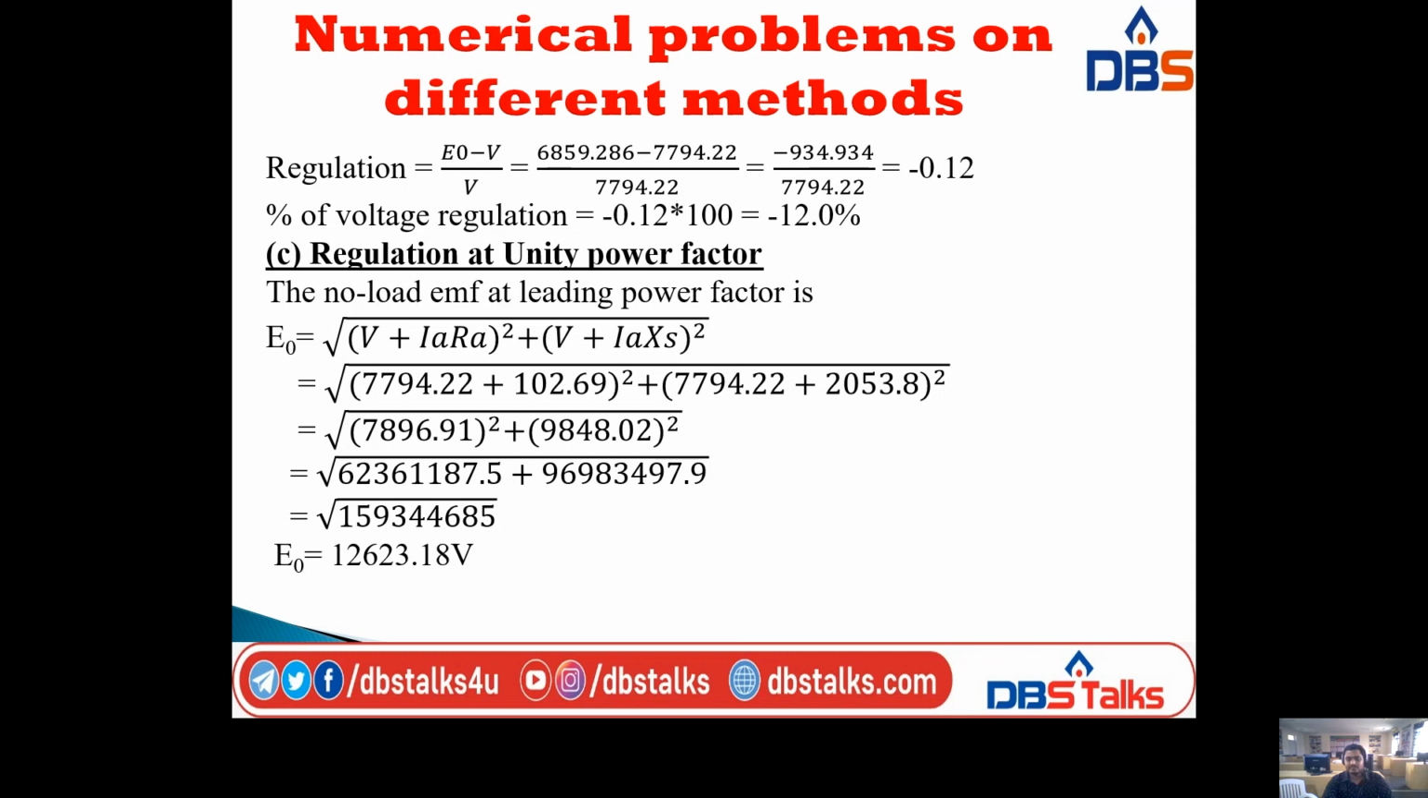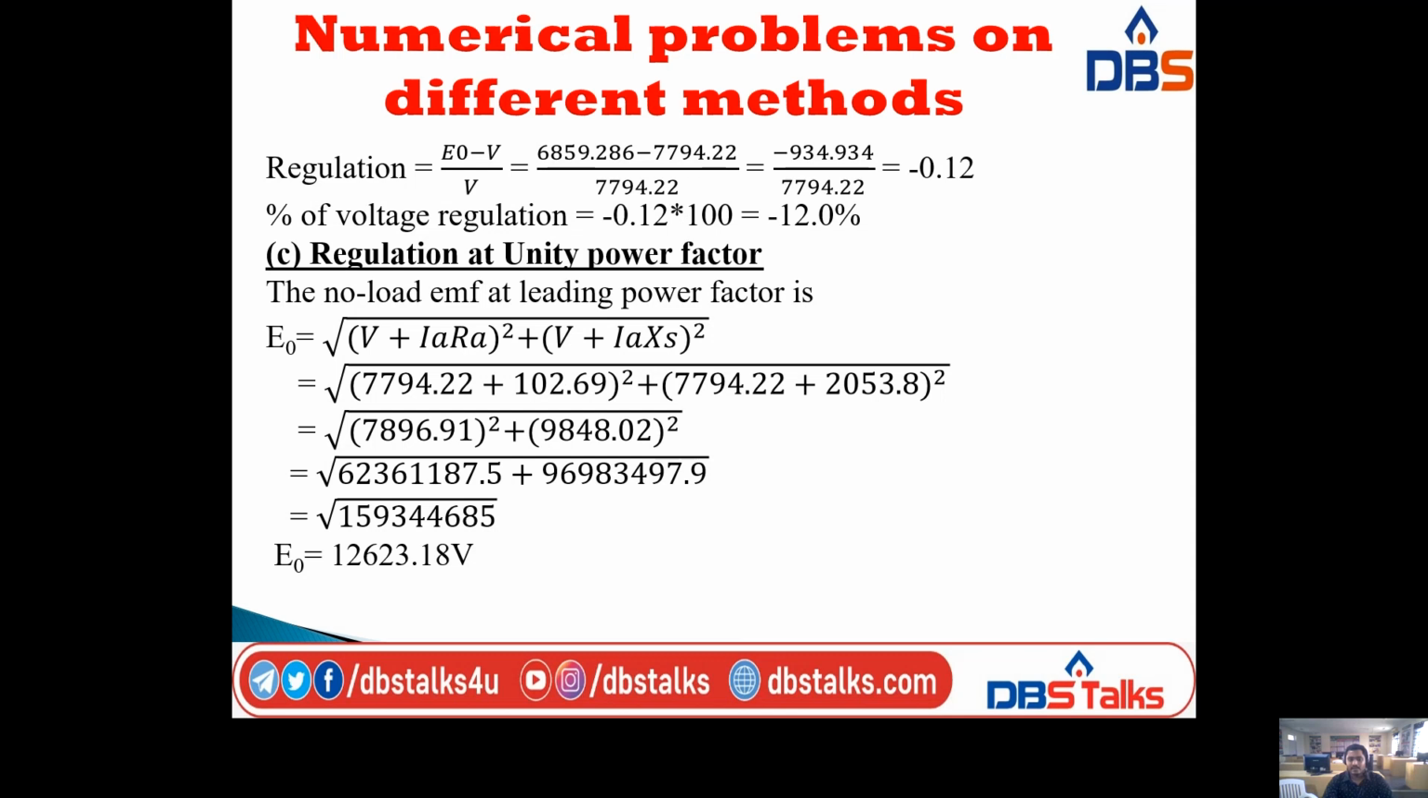The V value is 7794.22 plus armature resistance drop, that is 102.69, whole square, plus 7794.22 plus the synchronous reactance drop, 2053.8, whole square. We already calculated this one, and finally we have the root of (7794.22 plus 102.69) whole square plus (7794.22 plus 2053.8) whole square. After simplifying these things, we have the no load EMF at unity power factor as 12,623.18 volts.